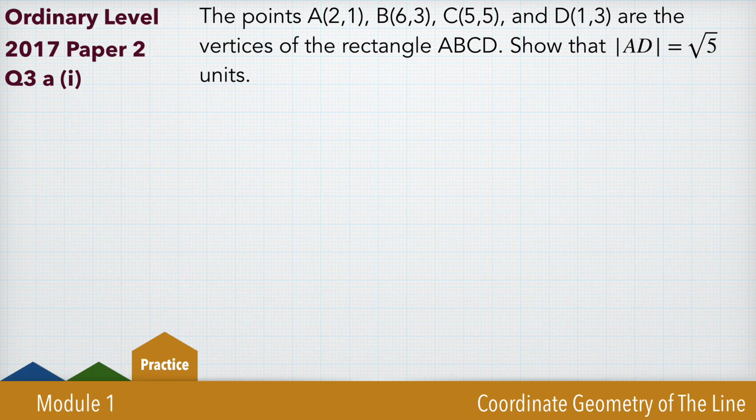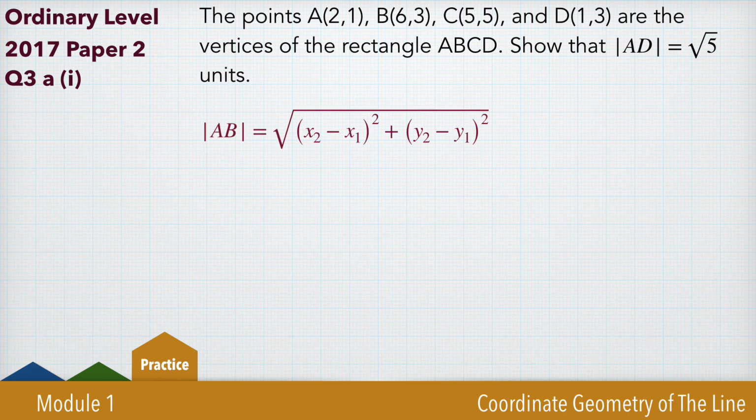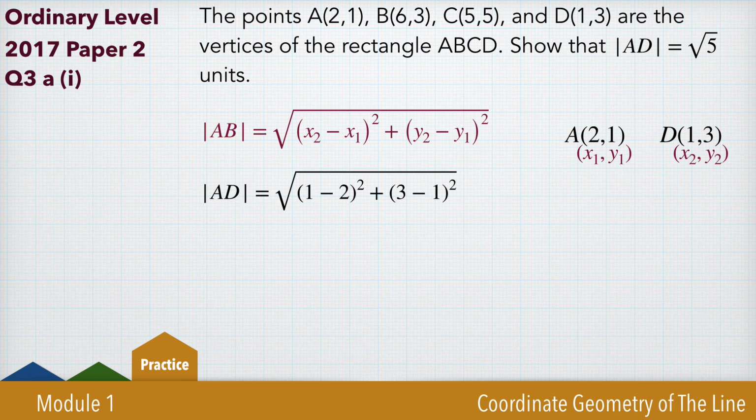In this question, we are given 4 coordinates A, B, C and D, and we are told that they are the vertices of a rectangle. We are asked to show that the distance from A to D is root 5 units. As we are given the coordinates of the points A and D, we can use the distance formula. We start by labelling the points x1, y1 and x2, y2. We can now substitute them directly into the formula. Using a calculator, we find that the distance is root 5 units.